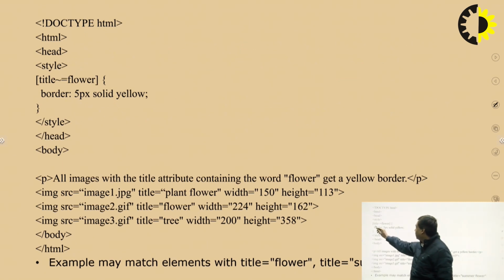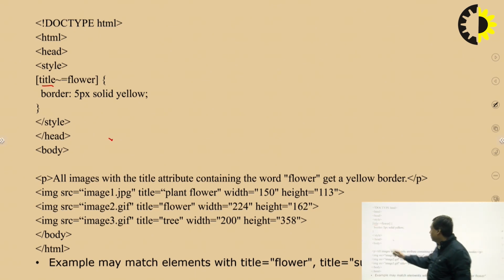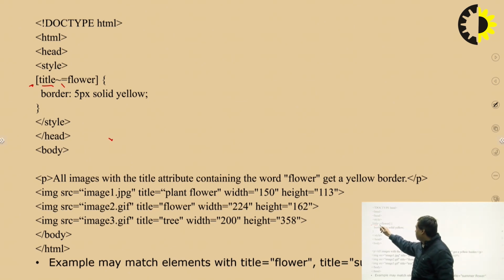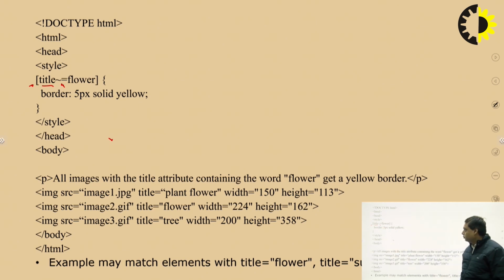We have title. Title is the name of the attribute. Now we have not given any HTML tag here. There is no HTML tag mentioned here, which represents that in any HTML tag where we have a title attribute, this rule will be applicable. And after this title attribute, we have the tilde symbol. Its meaning is that the title consists of a list of words, and in that list the word flower must be present. If flower is present, then the CSS rule border equal to 5 pixels solid yellow will be applicable.